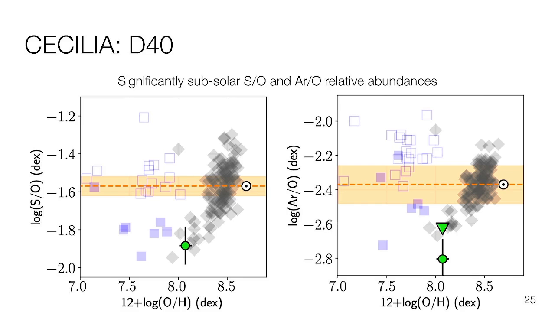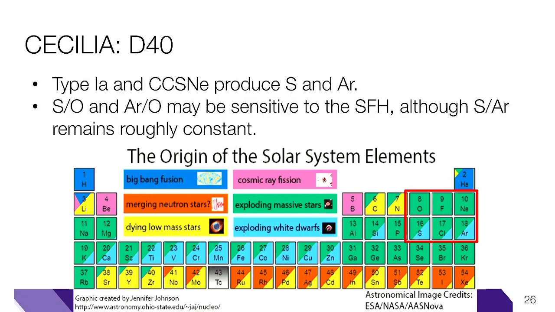So what are these abundance patterns telling us? Well, modern nucleosynthesis models indicate that both sulfur and argon have a non-negligible type Ia supernova contribution, such that the sulfur-to-O and argon-to-O abundance ratios in the ISM may be sensitive to the star formation histories. And considering that the age of the universe at D40's redshift is only 2 gigayears, this galaxy may not have had sufficient time to have a large number of type Ia supernovae go off to release this additional sulfur and argon into the ISM.